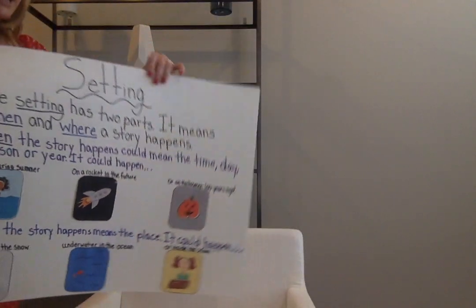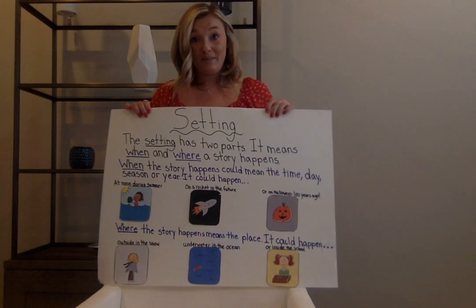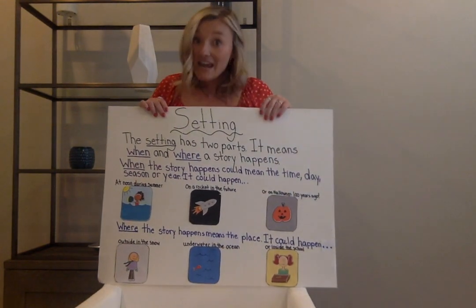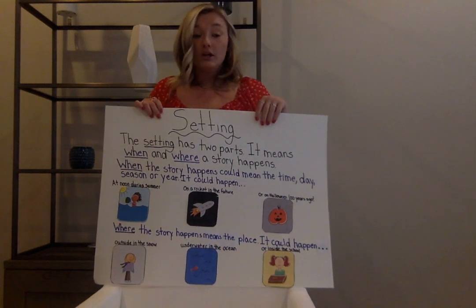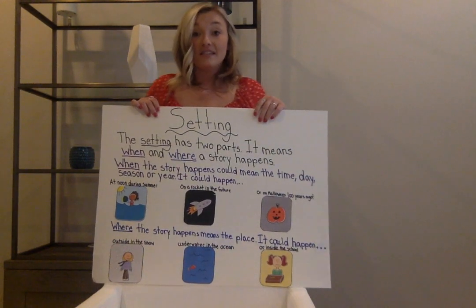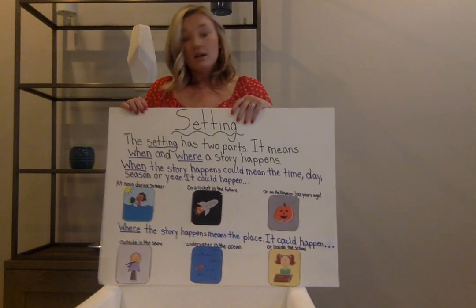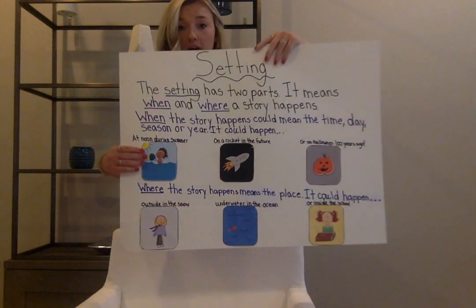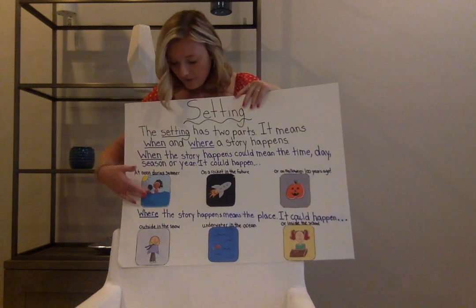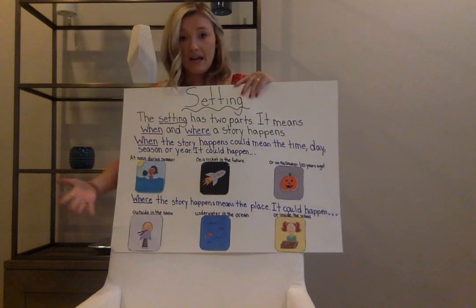The next part for characters and setting is the setting. So the setting has 2 parts to it. The setting is when and where the story takes place. So when the story happens could mean the time of day, the season, or even the year. I just put a couple examples up here just so we could see what I'm talking about for when. The first example I have up here is a girl with a beach ball in the water during the day. We can see that it's during the day because it's light out.